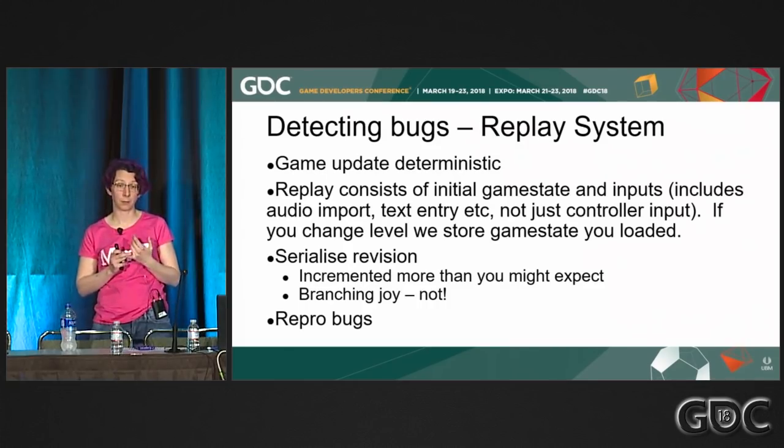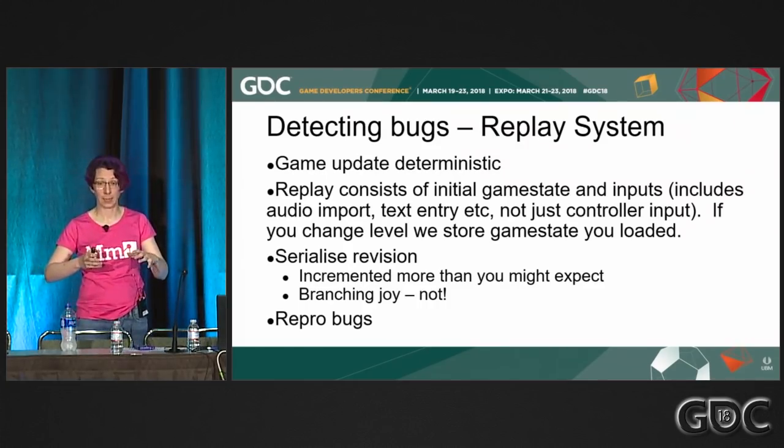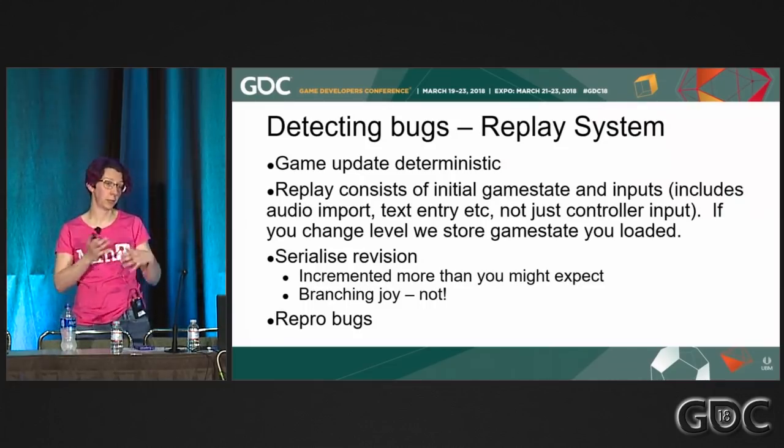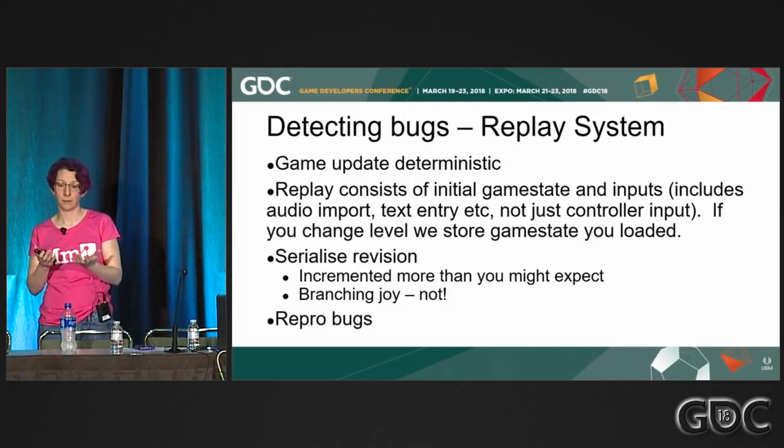The first is serialized revision. If you've got one of these replays, you want to be able to run it on later builds as well. You don't want to just be able to test a single build, which means that when you serialize in your game state, you need to know what you're going to expect to be reading. So if I've added variables, I need to bump serialized revision so that I will know whether I'm supposed to be reading in that new variable or not.